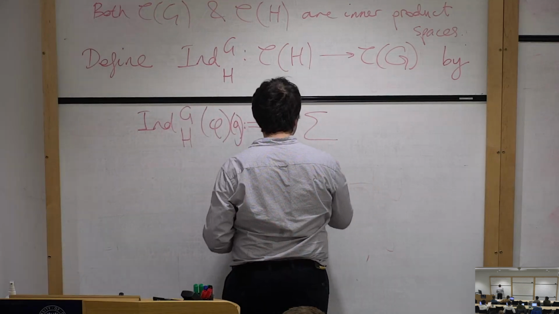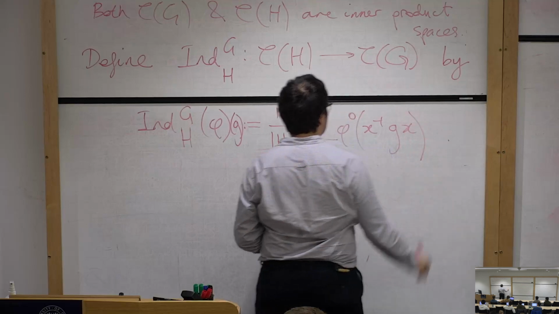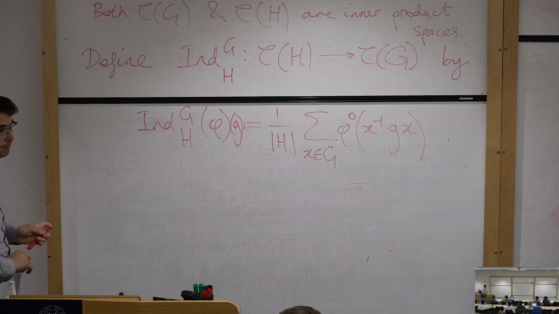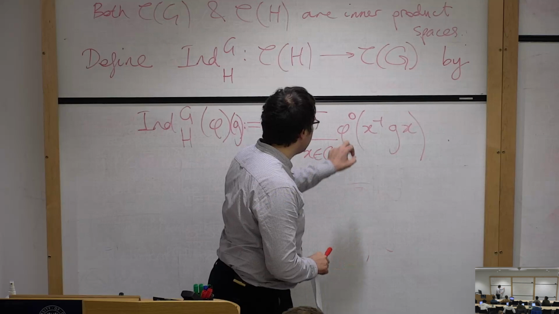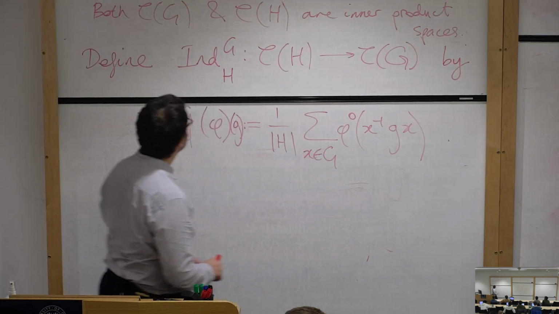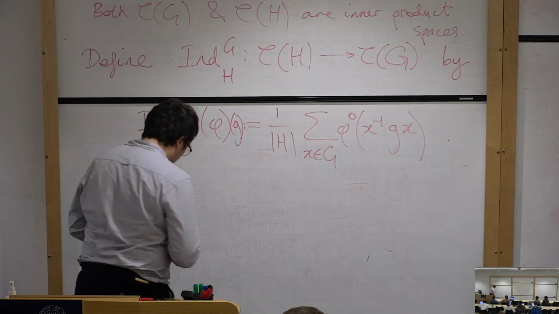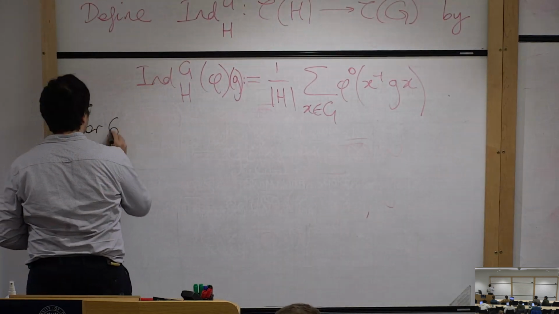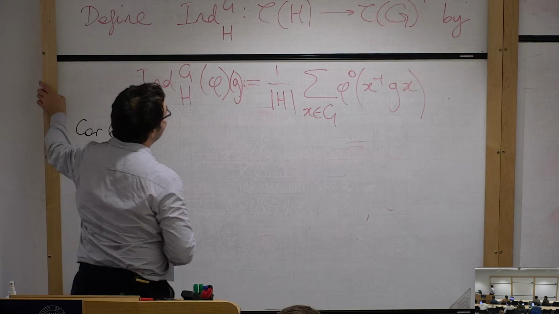It's the same formula. Right? I claim that this makes sense and is linear. Right? And again, that's obvious. It makes sense because I've extended by 0. This is well defined. And then the corollary is the Frobenius reciprocity. But you see, we're going to prove it using representation theory.